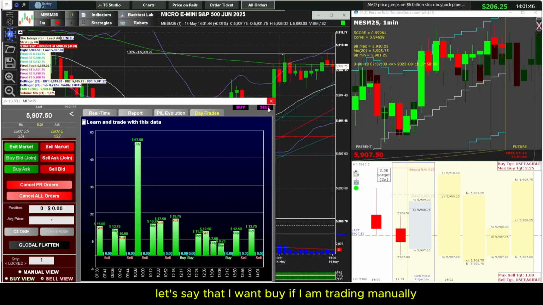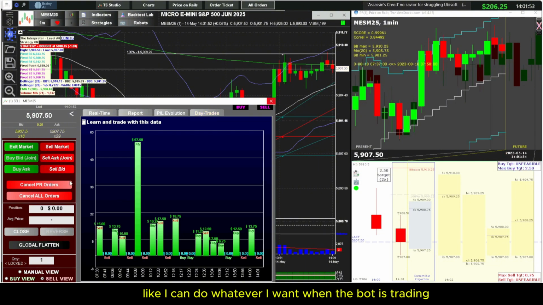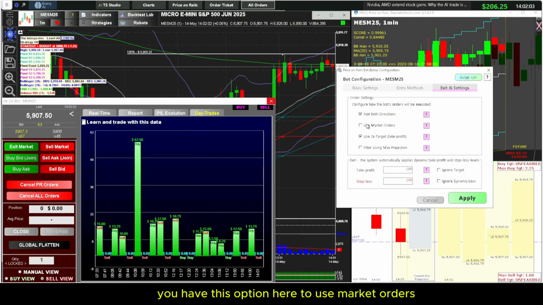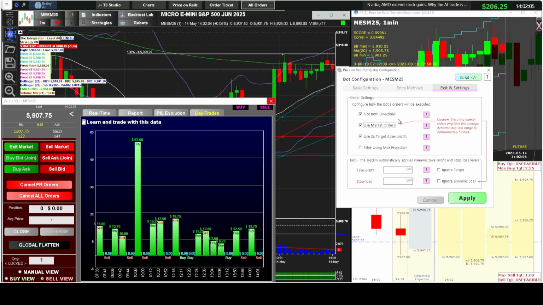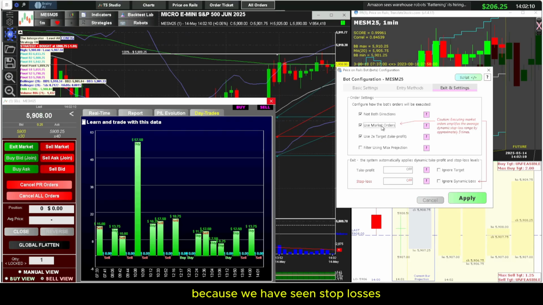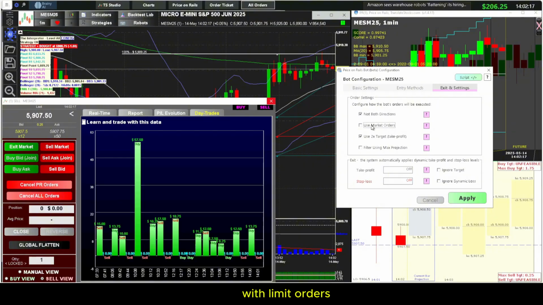Let's say that I want to buy. If I am trading manually, I can just join the bid or sell at market. I can do whatever I want. When the bot is trading alongside you, you have this option here to use market orders. It's dangerous to use market orders because we have seen stop losses 5 times bigger than the regular stop loss with limit orders. And of course, there's a reason for that.